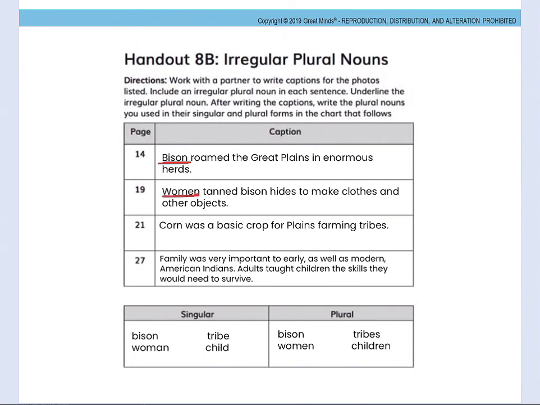And then our next one is corn was a basic crop for plains farming tribes. Now our plural here is tribes. But is that an irregular plural noun? We just threw on an S there, but it's our plural in that sentence. And the last one, family was very important to early as well as modern American Indians. Adults taught children the skills they would need to survive. What's our irregular plural? Children. Good.